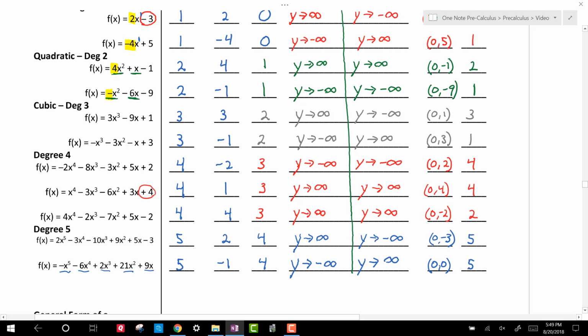Now again, at this point, I would encourage you to try and look for some of the things that you notice. What do I notice about the degree versus the number of terms versus the number of x-intercepts? What do I notice about the right and left behaviors? What's special that gives me something to do with those? All right?